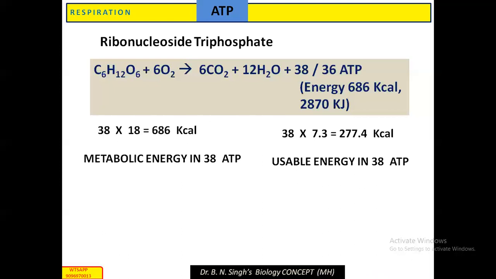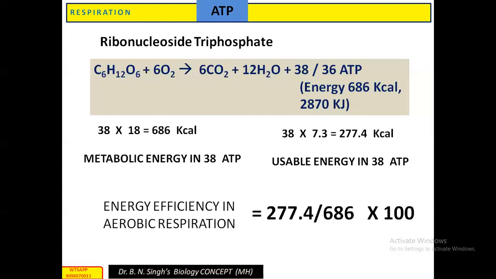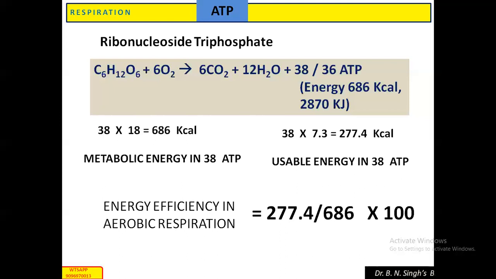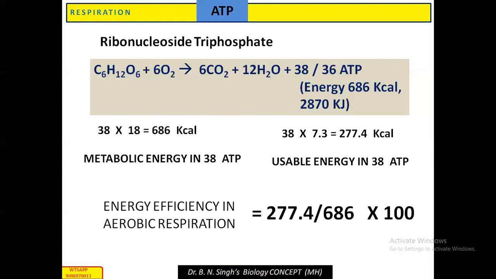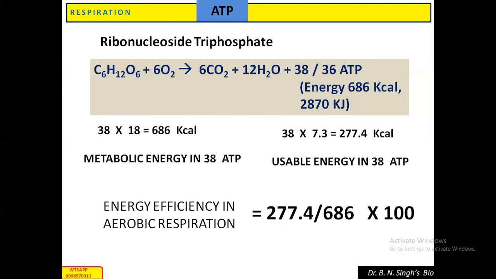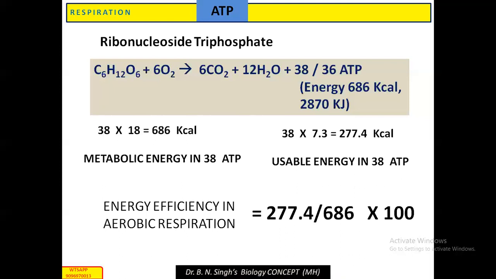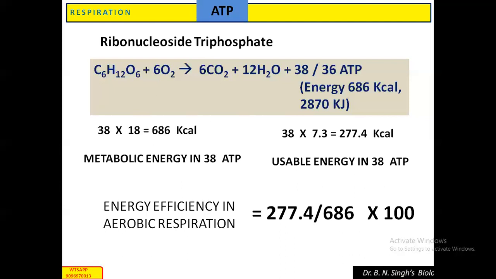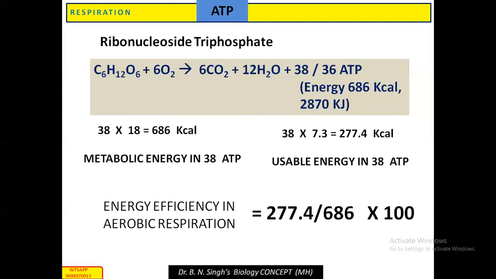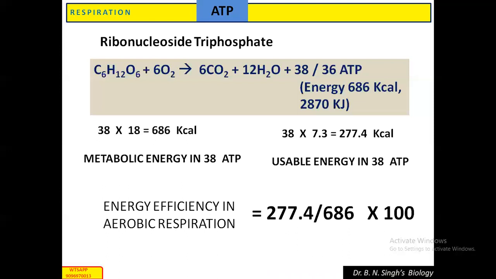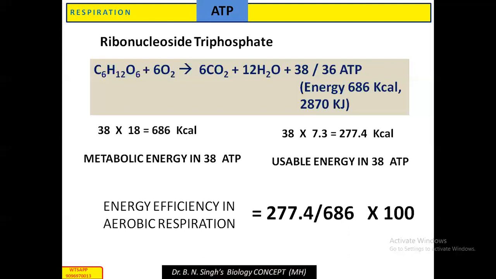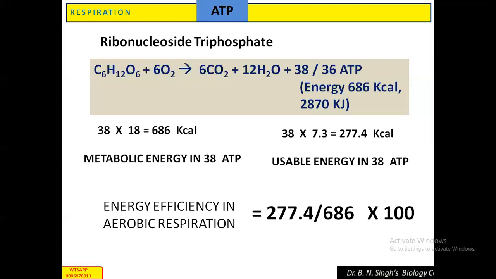Then what is the energy efficiency of aerobic respiration? We can find out the energy efficiency of aerobic respiration by the formula: the usable energy of 38 ATPs divided by the total energy of the ATPs, multiplied by 100. For aerobic respiration, for a single sugar, the energy efficiency is 40 to 50%, while it is 2% for anaerobic respiration. In this way you can calculate the metabolic energy, total energy of ATP, usable energy and energy efficiency of aerobic and anaerobic respiration.